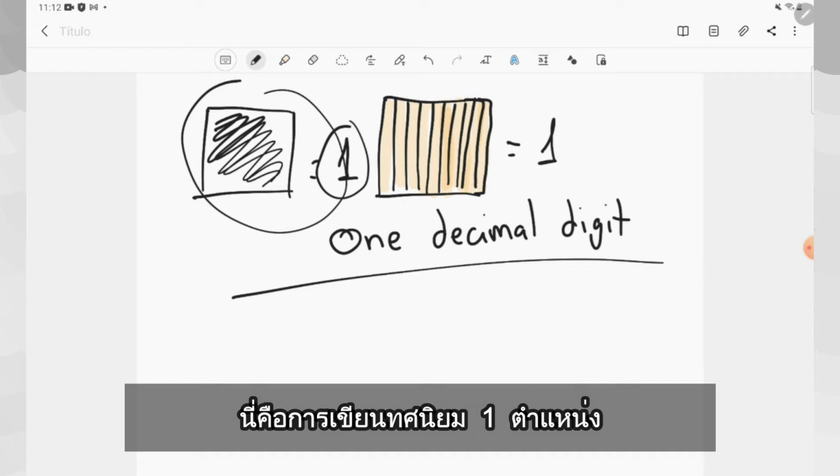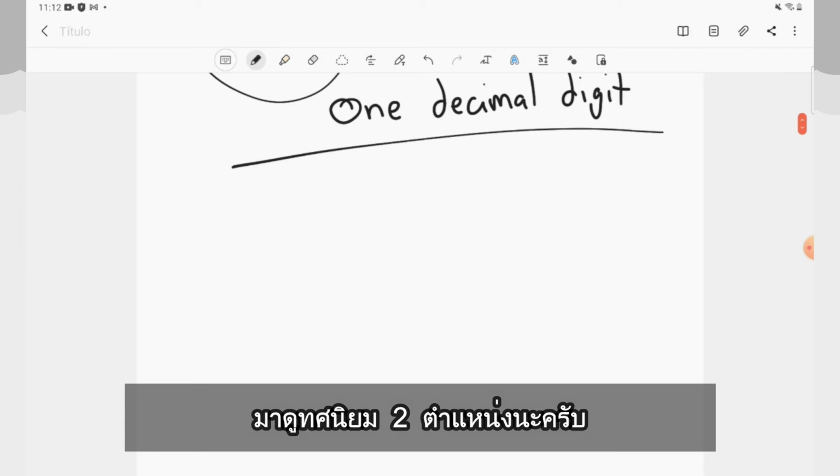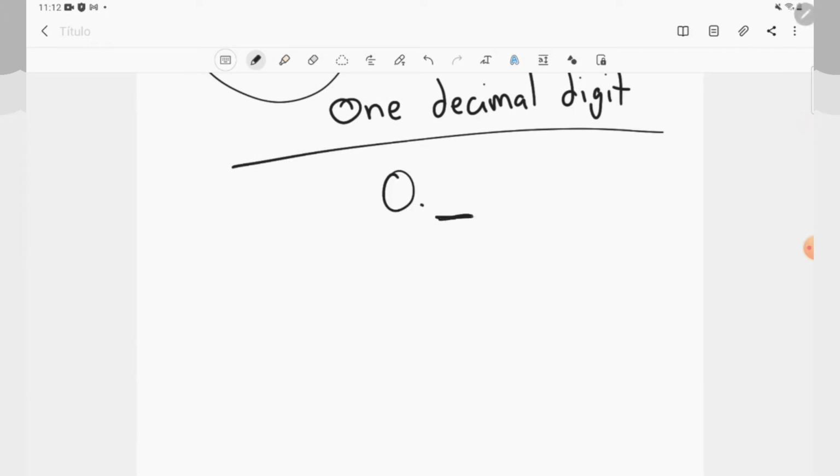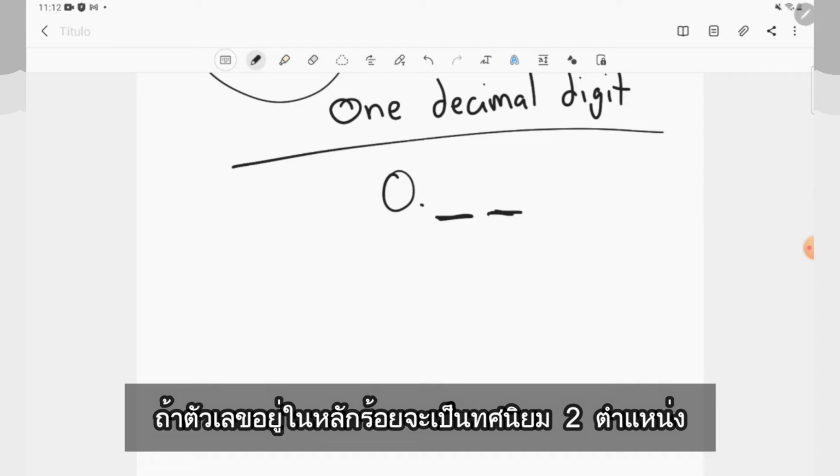One decimal digit. What happens with 2 decimal digits? For example, this place is the tenths place, so we know that each figure that is divided in 10 parts, we have to fill this number. But there's another place here. This is the hundredths place. In this case, we have to fill these two numbers, counting on a figure that is divided into 100 parts.